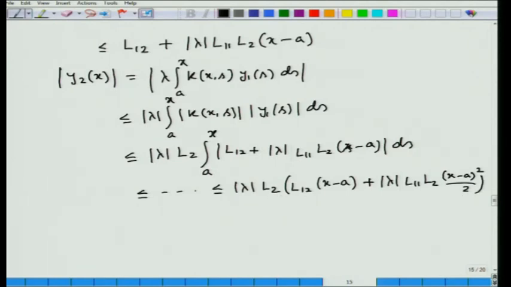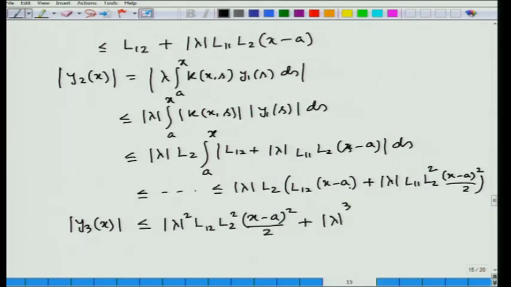So, we have one particular term of the form L11 L2 modulus lambda (x minus a), which is coming from here, and here we have modulus lambda L12 L2 square modulus (x minus a) whole square by 2. In this way, if you calculate modulus of y3(x), it will be less than or equal to modulus lambda whole square L12 multiplied with L2 square (x minus a) whole square divided by 2 plus modulus lambda whole cube L11 L2 cube (x minus a) whole cube divided by factorial 3. In this way you will have modulus of yn(x) as a summation of these two terms.